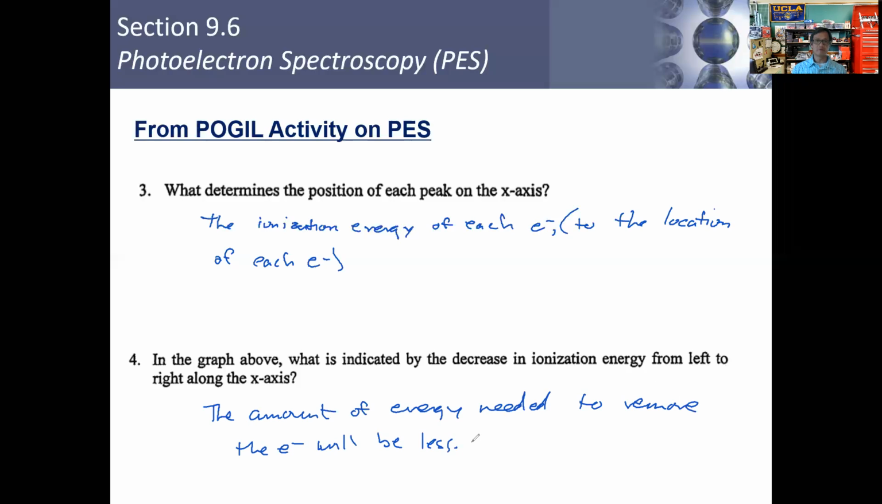Okay, so what is indicated by the decrease in ionization energy from left to right? The amount of energy needed to remove the electron will be less, and like we also pointed out, then the kinetic energy will be greater. Okay. So hopefully you had those written down as well. All right, let's go ahead and continue on with the next one.